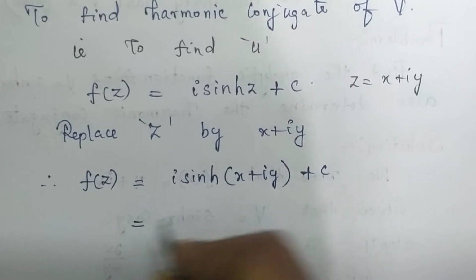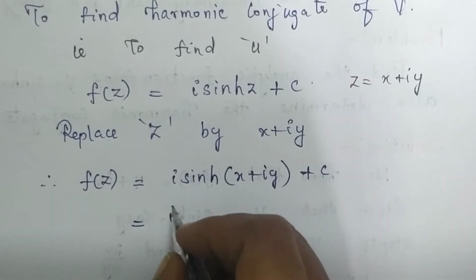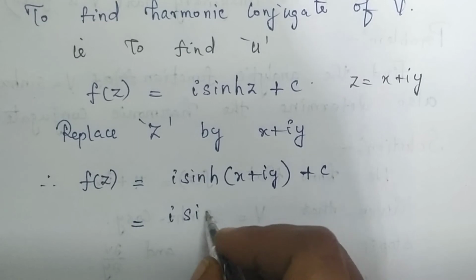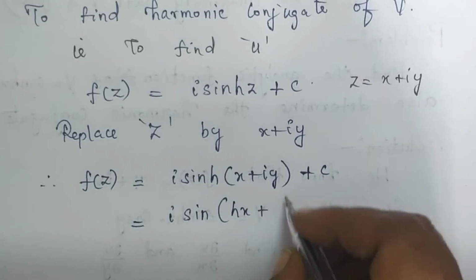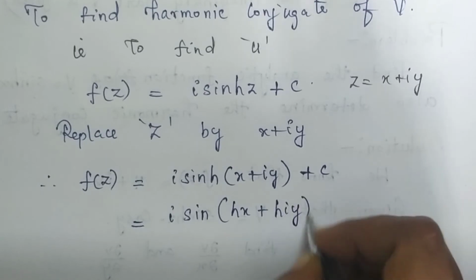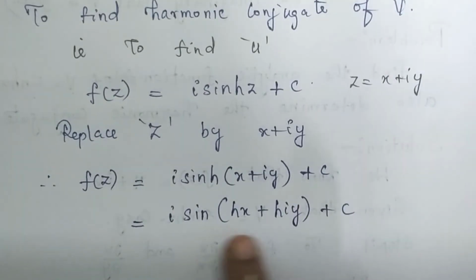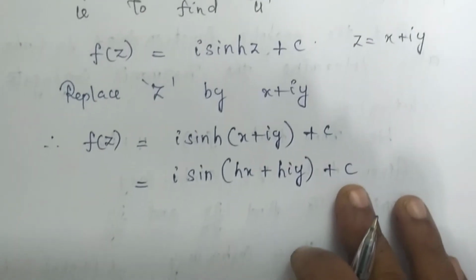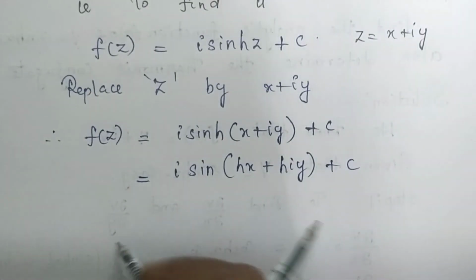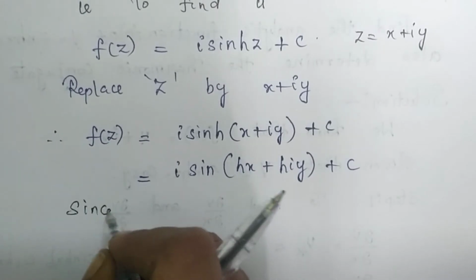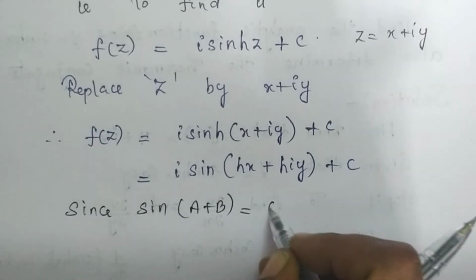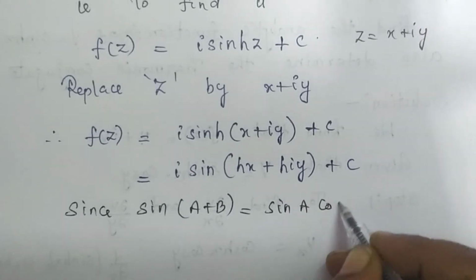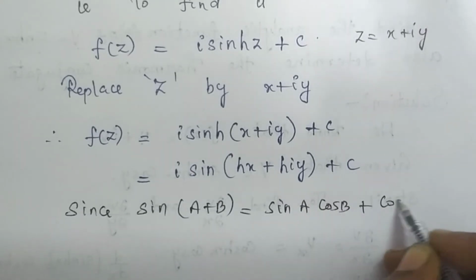So this is equal to, now i times sin, we multiplied inside the h, so sin of hx plus what, that is hiy. Looking at this, we can see that this is in the form of sin of a plus b. So sin of a plus b, you know the formula, that is sin of a plus b is equal to sin a cos b plus cos a sin b.